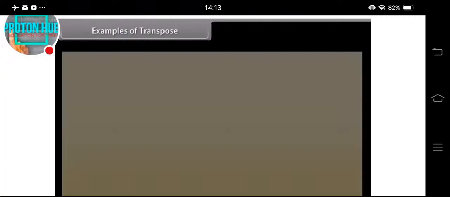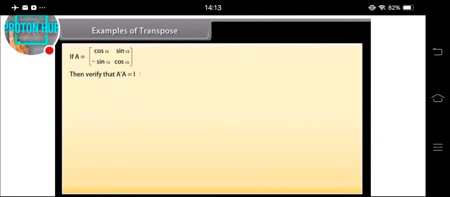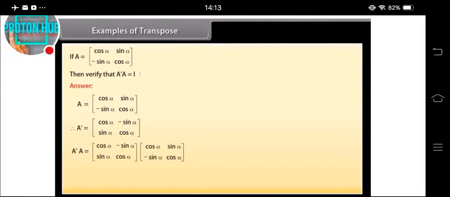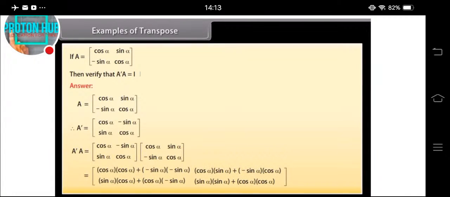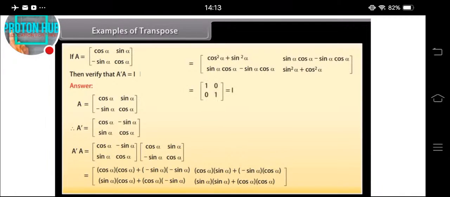Examples of transpose. If A is given, then verify that the transpose of matrix A into matrix A is the identity matrix. A is given. Therefore, its transpose A dash is the matrix with first row cos alpha, minus sin alpha, second row sin alpha, cos alpha. Multiplying A transpose and A and solving, we get A transpose A is equal to the identity matrix, hence verified.